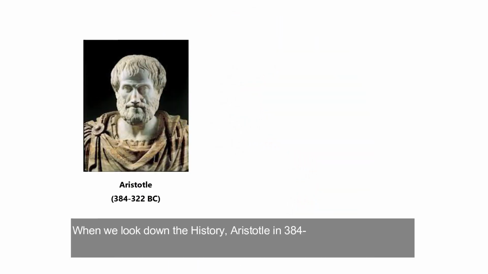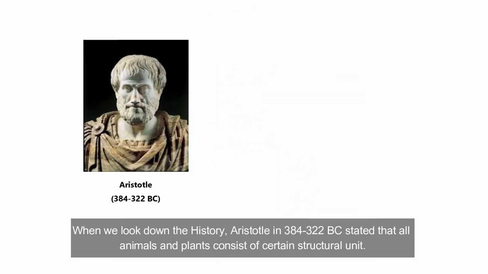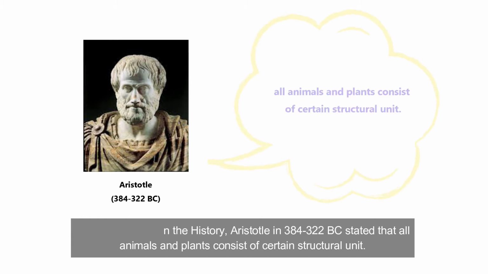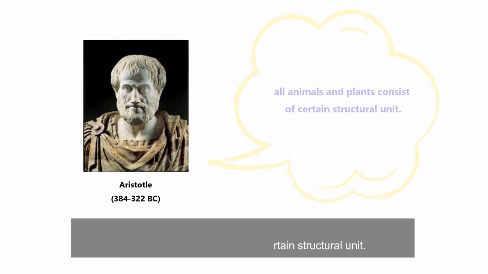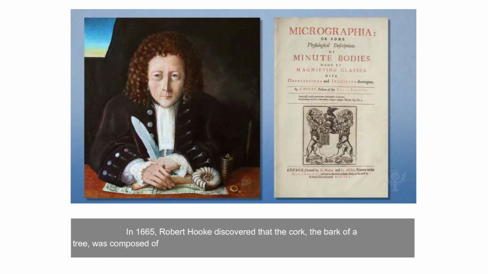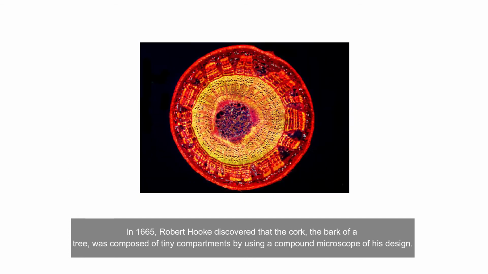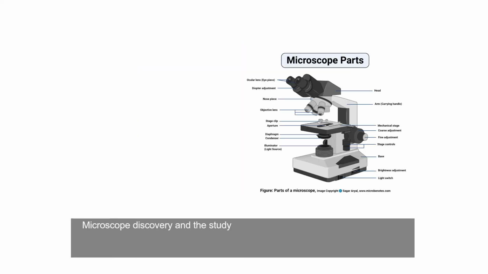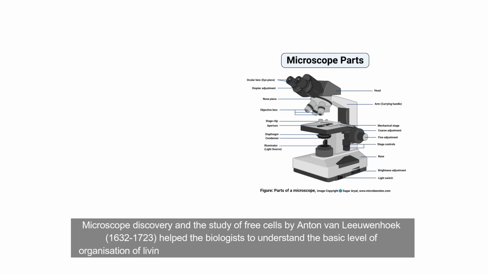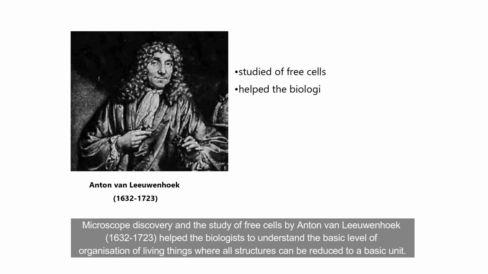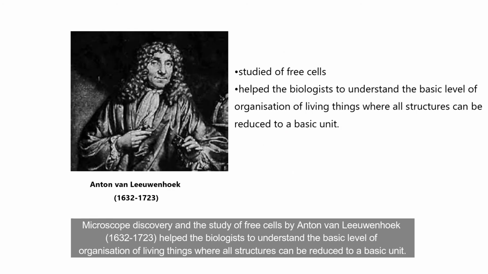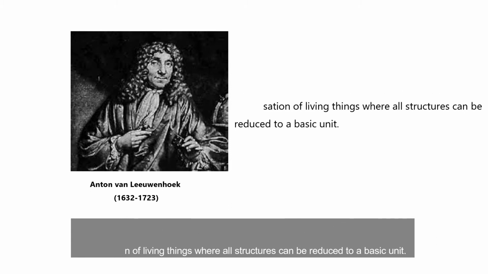Discovery of cell. When we look down the history, Aristotle (384 to 322 BC) stated that all animals and plants consist of a certain structural unit. In 1665, Robert Hooke discovered that the cork, the bark of a tree, was composed of tiny compartments by using a compound microscope of his design. Microscope discovery and the study of free cells by Anton van Leeuwenhoek helped the biologist to understand the basic level of organization of living things, where all structures can be reduced to a basic unit.